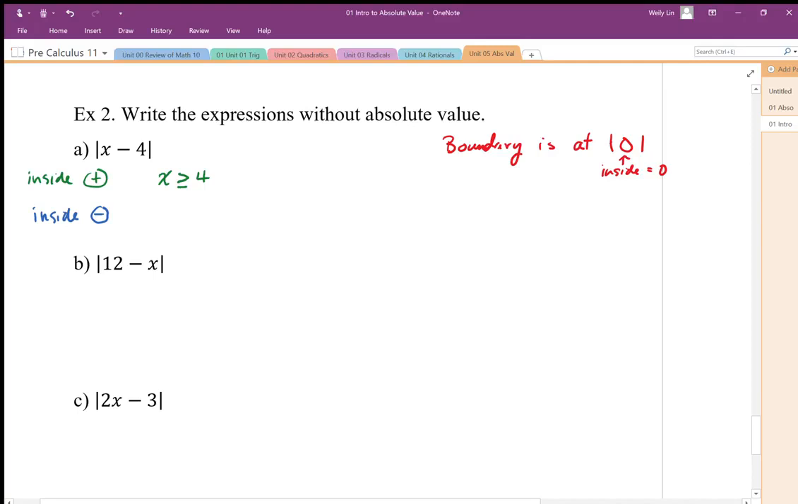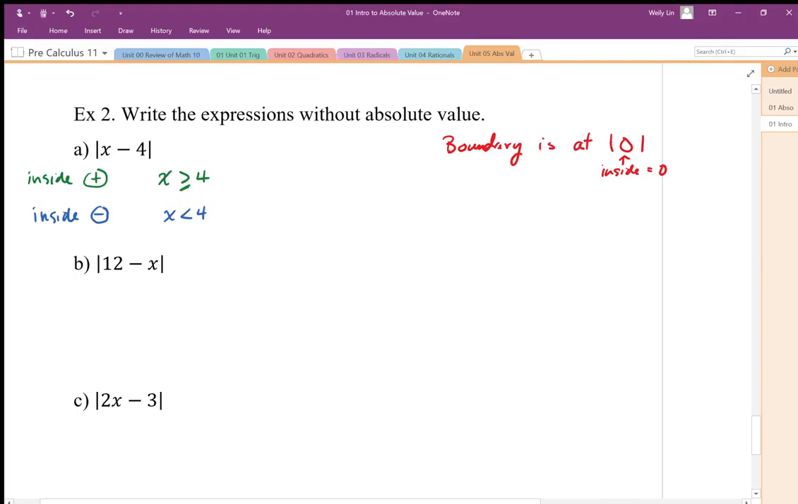Now, if x is less than 4, the inside is going to be negative. We could put the equal to here, or we could put it on the bottom one, just as long as we don't put it on both, because we don't want to lose that equal to 4. I'm just going to arbitrarily leave it on the positive side. This is not a big deal. Just make sure that one of them has an equal.